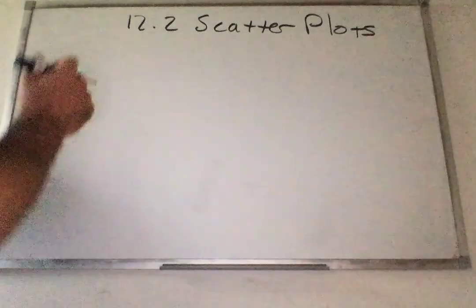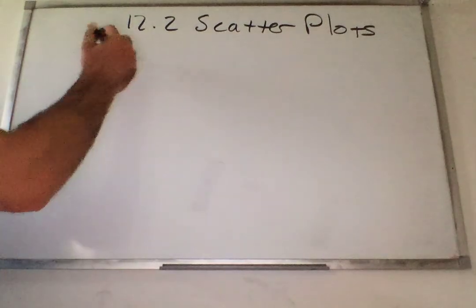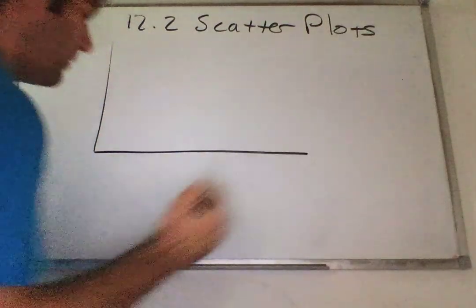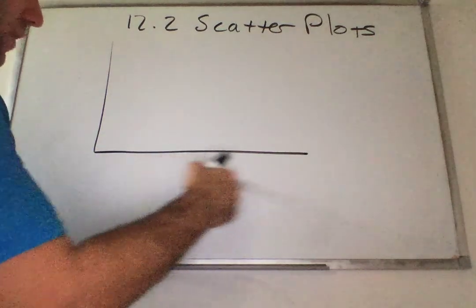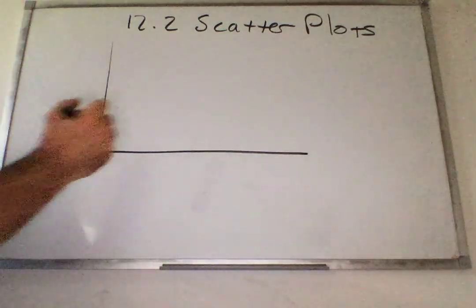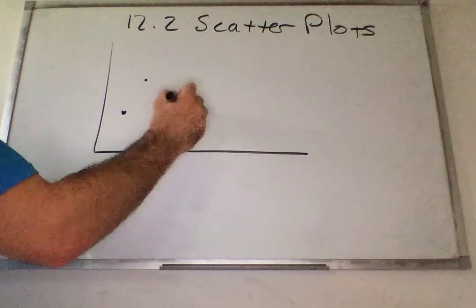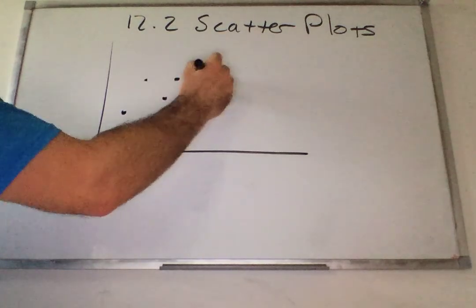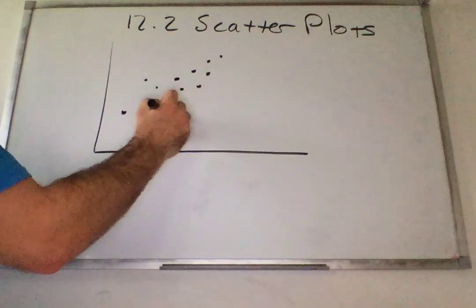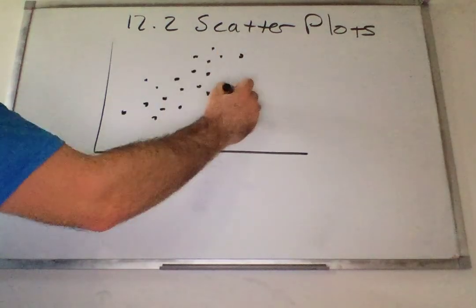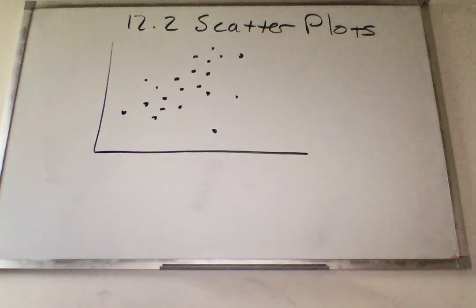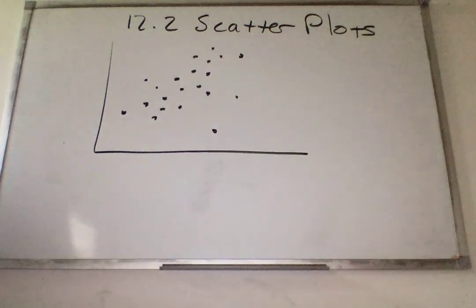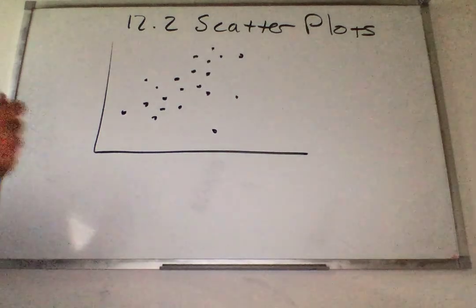Okay, so let's see. A scatter plot may look something like this. I don't know what variables go down here. I don't know what variables go here, but there's a scatter plot. Just a bunch of points scattered all over the place. Now remember, we are dealing with bivariate data.